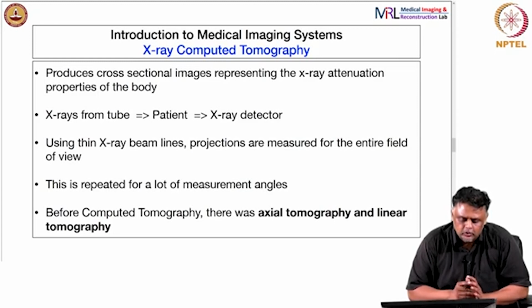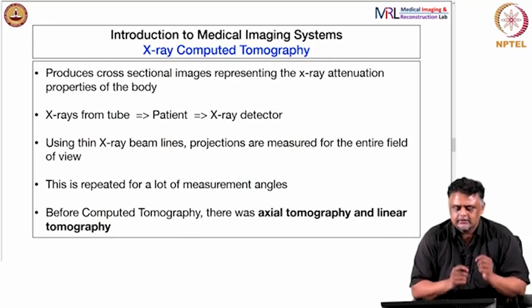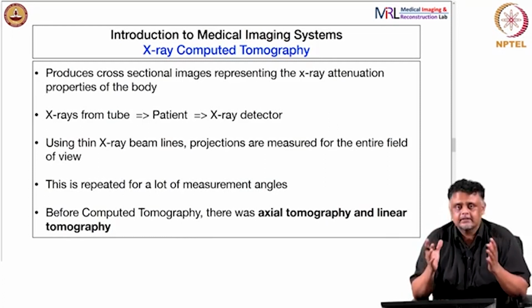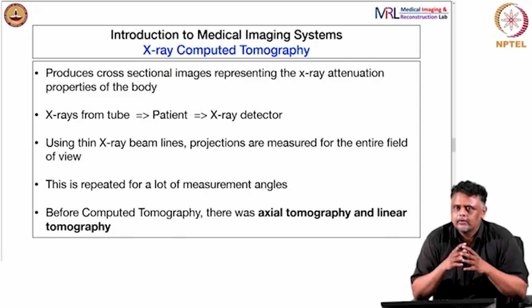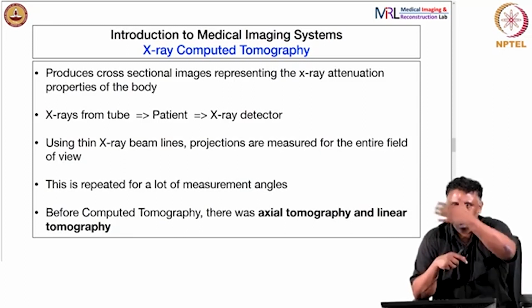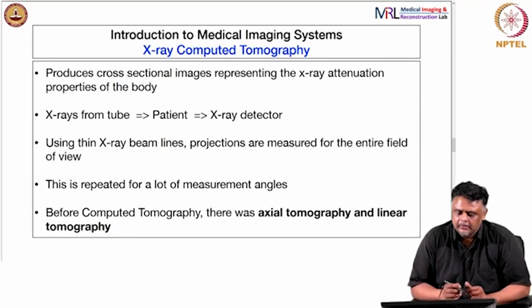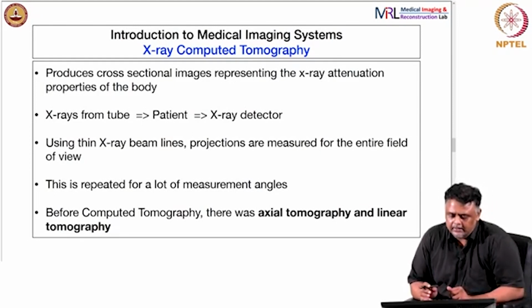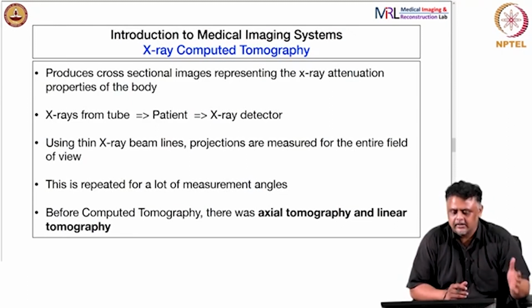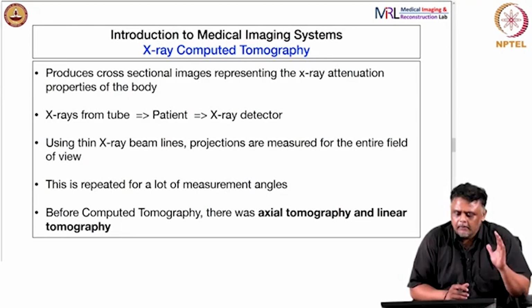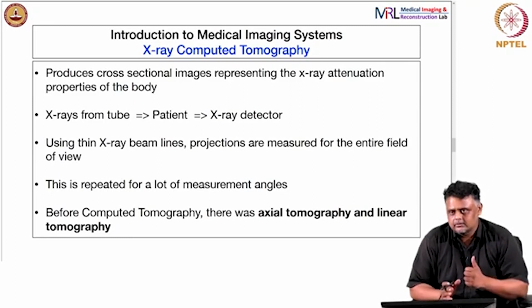Okay. So, using thin X-ray beam lines, right. If you just look at the X-rays that come out of an X-ray tube, there is usually an exit window, and they come out as a cone. Okay. So, you can use the entire cone to actually capture images, but typically there is a collimation which requires only a fan which captures the image. Okay. And using these thin X-ray beam lines, projections are measured. So, projection measurement is the same as what we saw for projection radiography, it is the same principle, but then you take the projections from different angles. Okay.